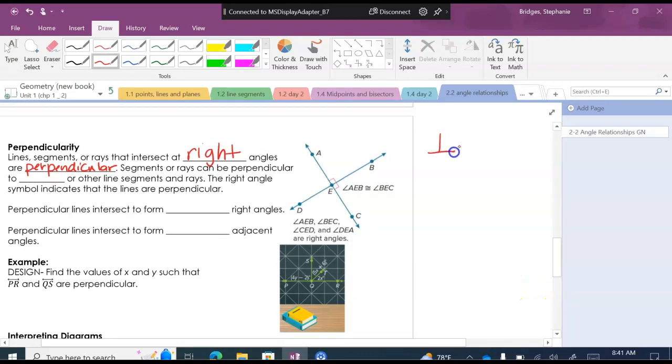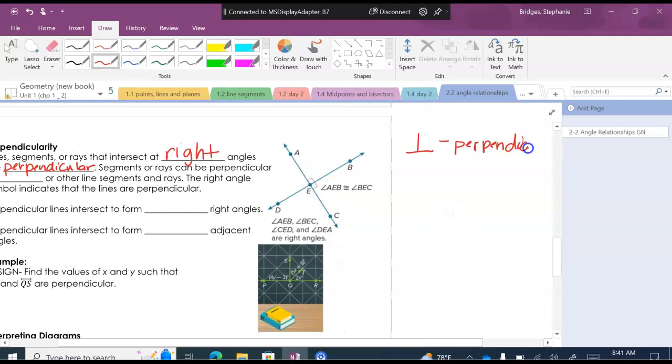It's like an upside down T. Okay, if you see that, you know what it means. That upside down T means perpendicular. So you're going to be told that lines are perpendicular, and most of the time they're going to use that symbol for you. So you just need to make sure you know what that is.